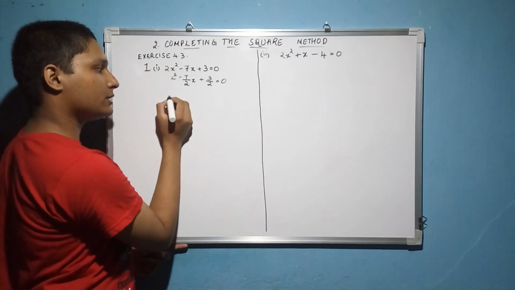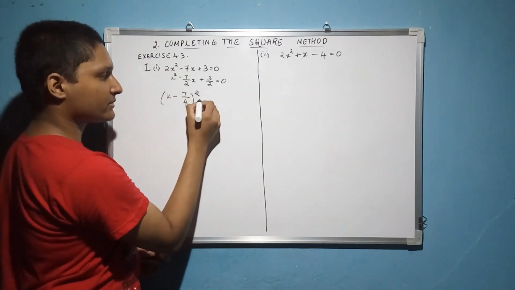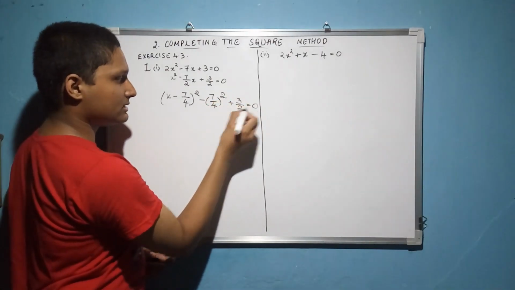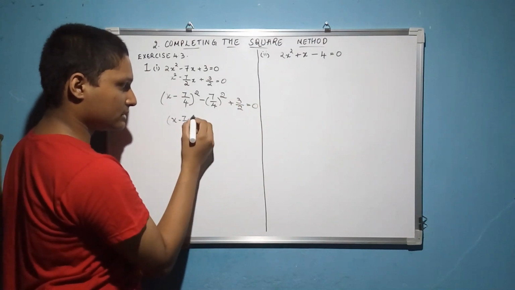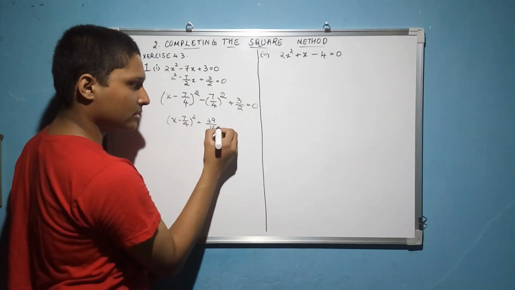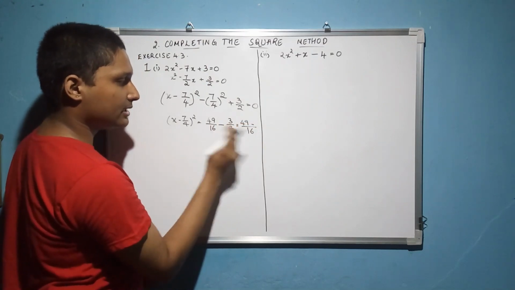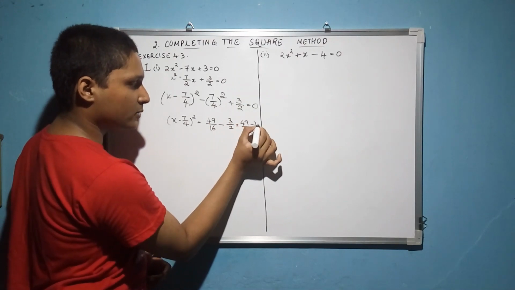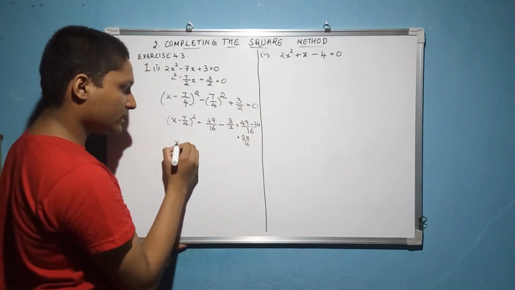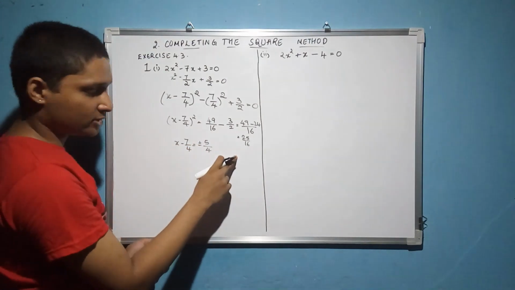Okay. Next step, x minus 7 by 2 divided by 2 becomes 7 by 4 whole square, minus 7 by 4 whole square plus 3 by 2 is equal to 0. So it is x minus 7 by 4 whole square is equal to 7 by 4 whole square, which is going to be 49 divided by 16, minus 3 by 2. With the denominator it's going to be 49, then 3 into 8 is going to be 24, therefore it is 25 by 16. Okay, if I take the root on both sides, it is going to be x minus 7 by 4 is equal to plus or minus 5 by 4.